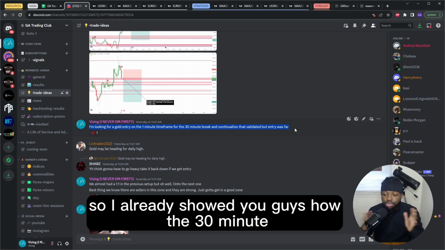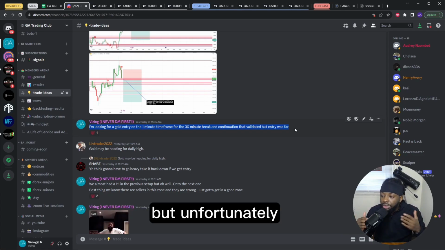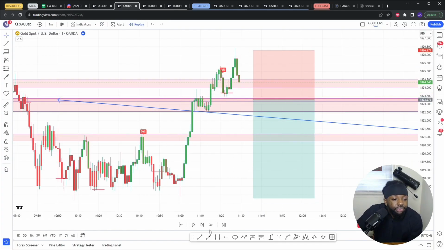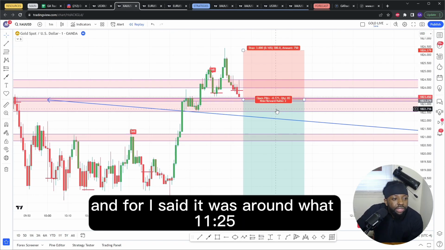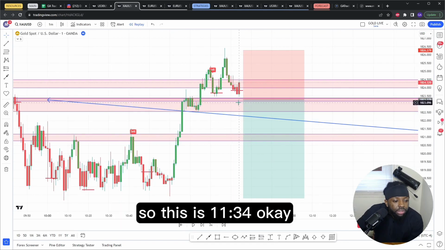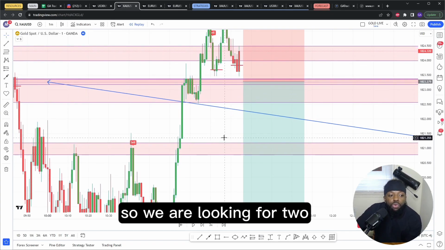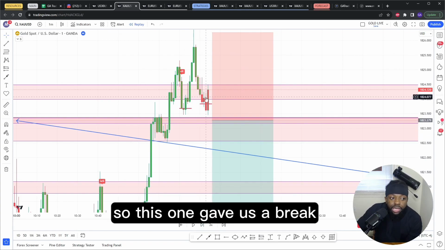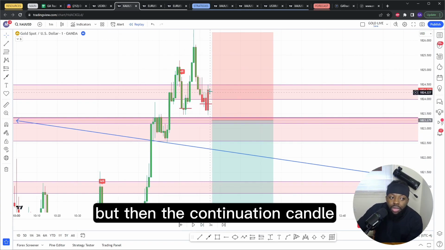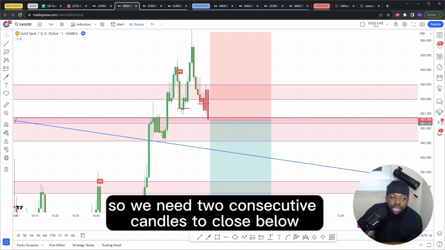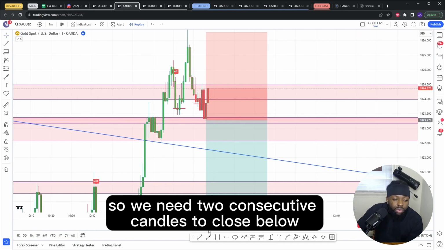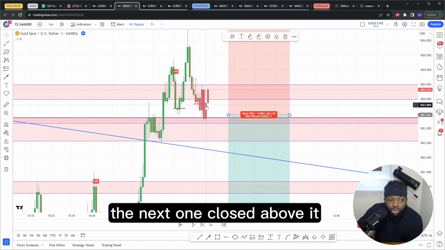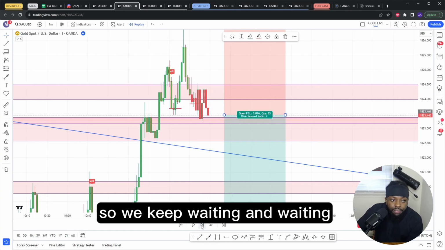So I already showed you guys how the 30-minute entry validated, but unfortunately the trade was a bit far away from the SARs. So in that 1 minute time frame, I said it was around 11:25. So this is 11:34. Okay, so we are looking for 2 consecutive candle closures below a live sell SAR. So this one gave us a break, but then the continuation candle came back and closed above. So we need 2 consecutive candles to close below a live sell SAR. So this one closed below. Unfortunately, the next one closed above it. So we keep waiting and waiting.